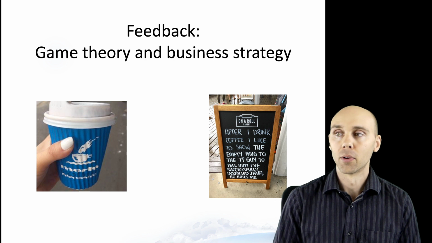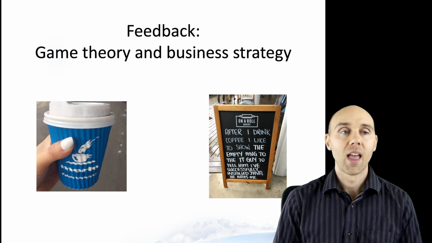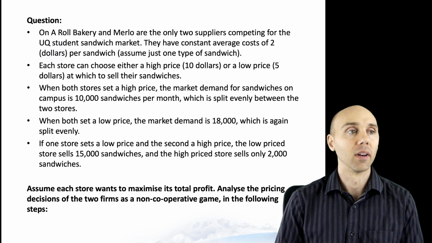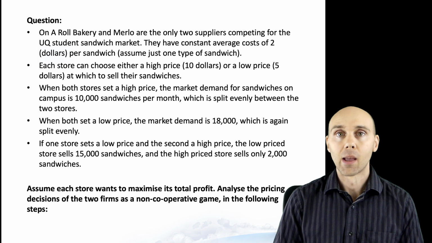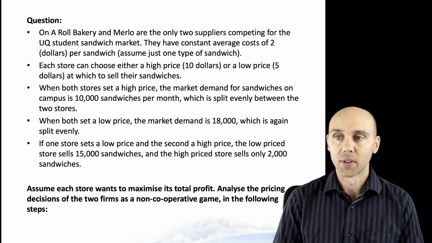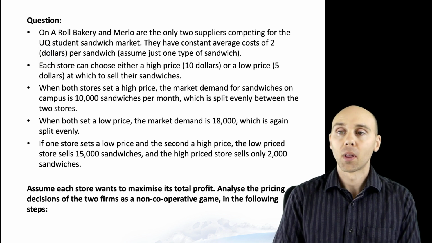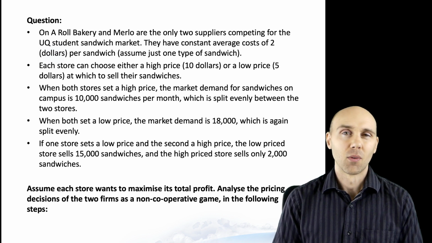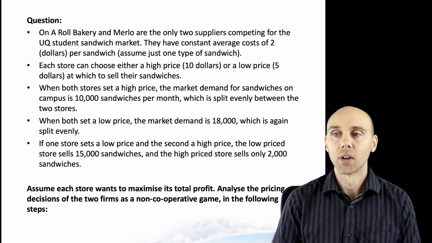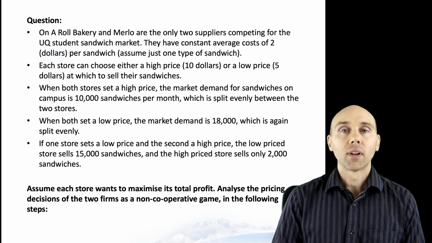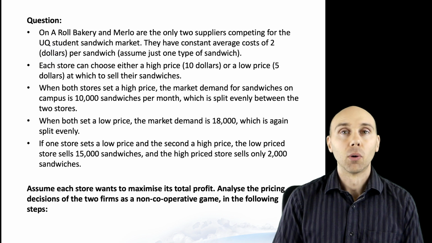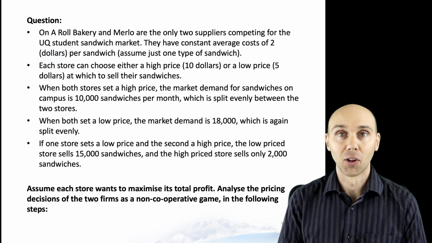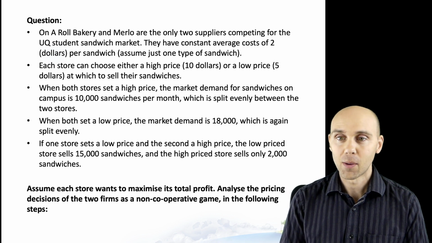And we're going to look at Honor Roll Bakery and Merlot as our two economic agents here. So imagine that these are the only two suppliers of sandwiches on the UQ campus. We'll imagine that both of these suppliers have constant average costs of $2 per sandwich, and we'll just make everything homogeneous. There's just one type of sandwich. Each store can choose either to set a high price or a low price for their sandwich. So $10 is the high price, $5 is a low price. These are some fancy sandwiches.